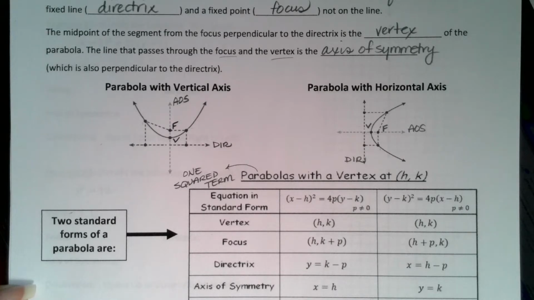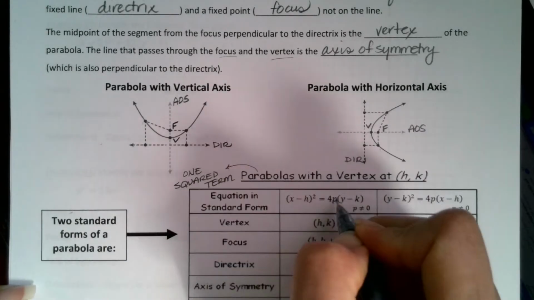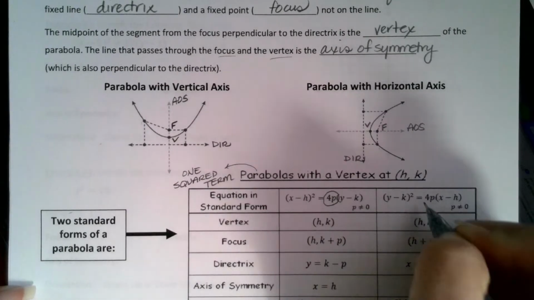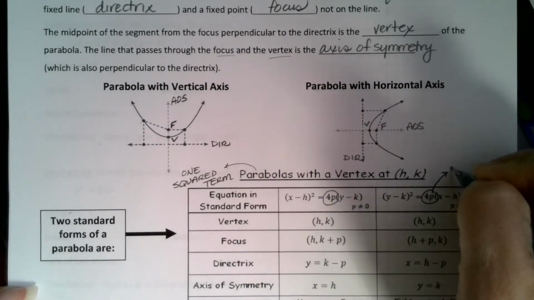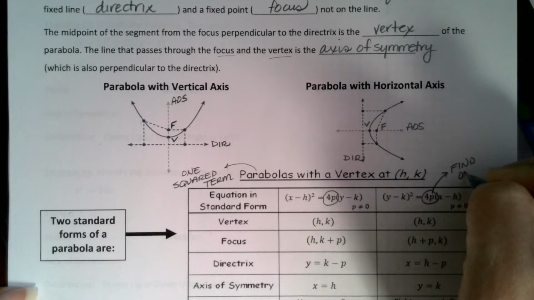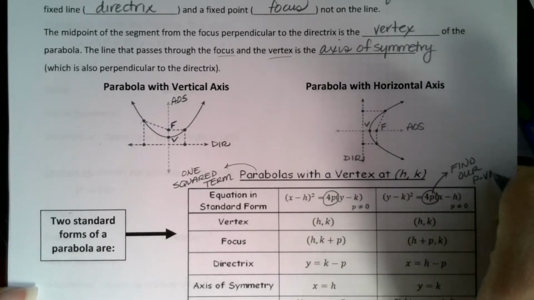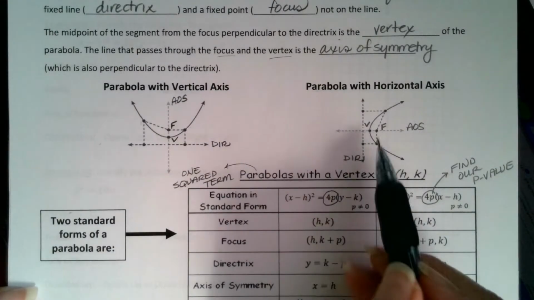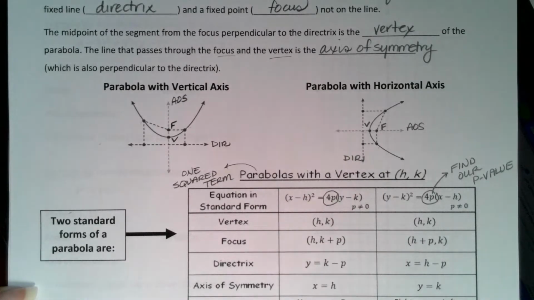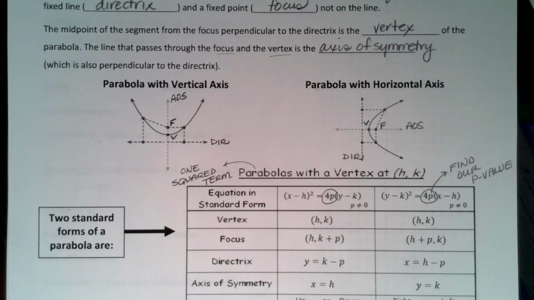Now, the coefficient of the non-squared term is used to find our p-value, okay? Remember, that value is important to us because that helps us know how far away to draw our focus and our directrix when we're doing that, okay? And you will also know that our p-value will eventually help us know what direction our parabola will be pointing in, okay? Whether it be up, down, left, or right.